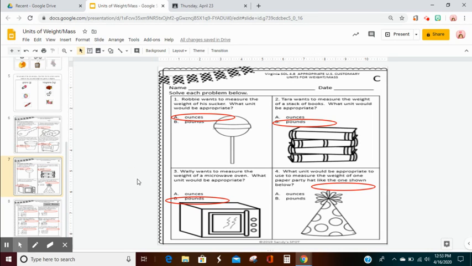And the last one, what unit would be appropriate to use to measure the weight of one paper party hat like the one shown below? That is a lightweight item, so that would be ounces.